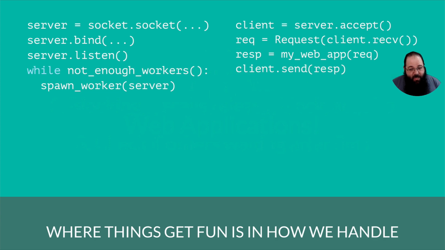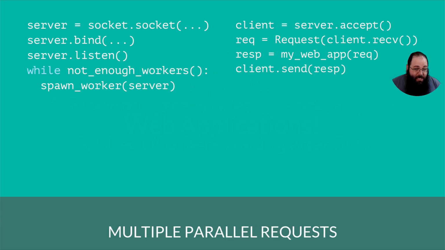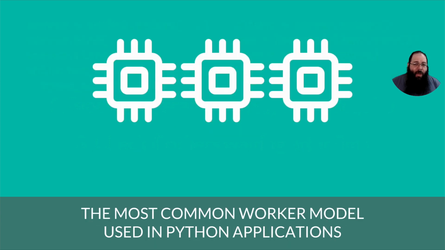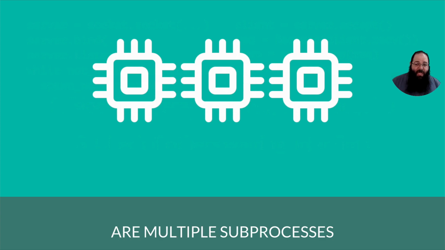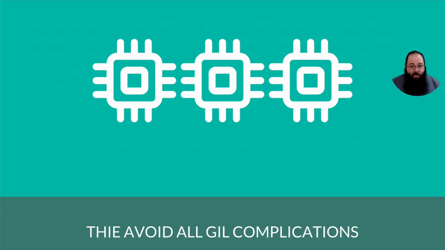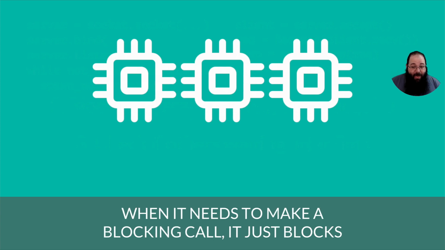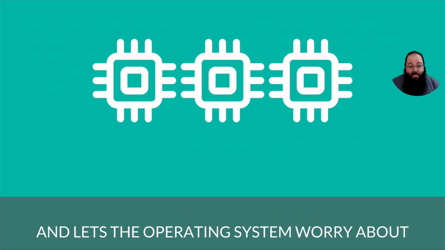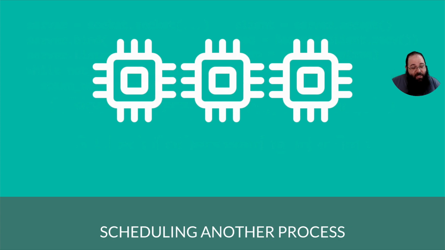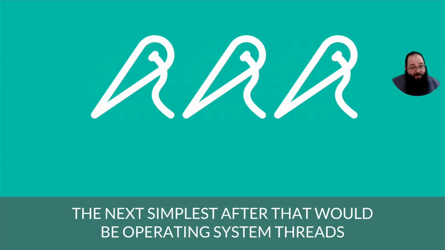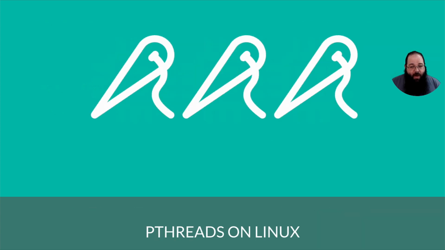Where things get fun is in how we handle multiple parallel requests. The most common worker model used in Python applications are multiple subprocesses. This avoids all GIL complications. Each request runs as the only thread in its process. When it needs to make a blocking call, it just blocks, and it lets the operating system worry about scheduling another process. The next simplest after that would be operating system threads, pthreads on Linux.